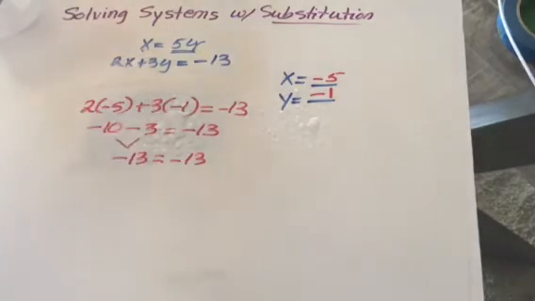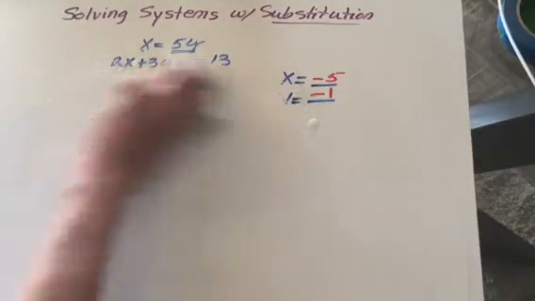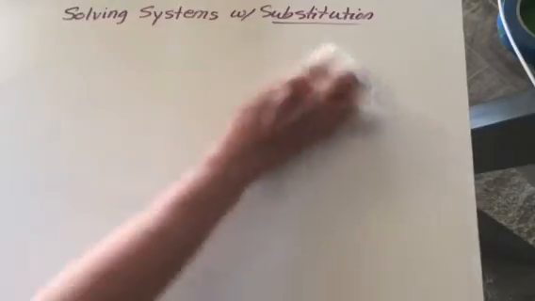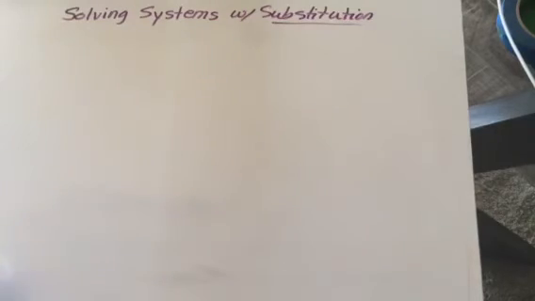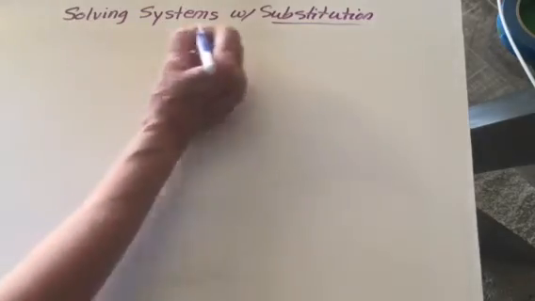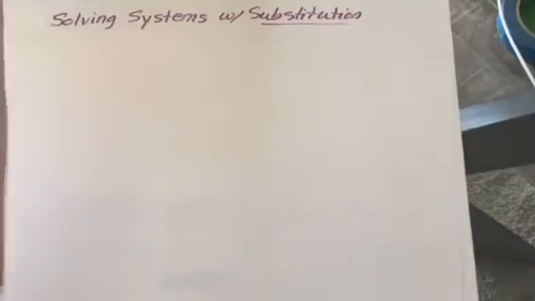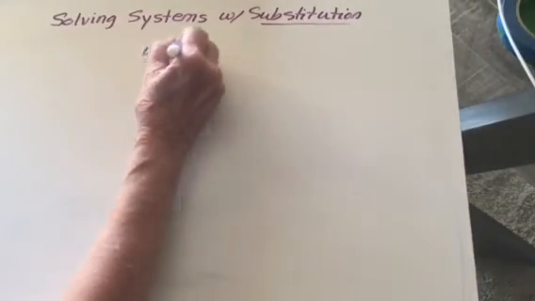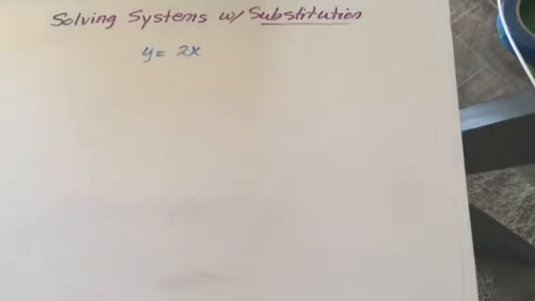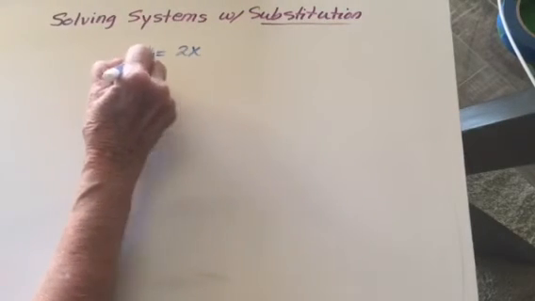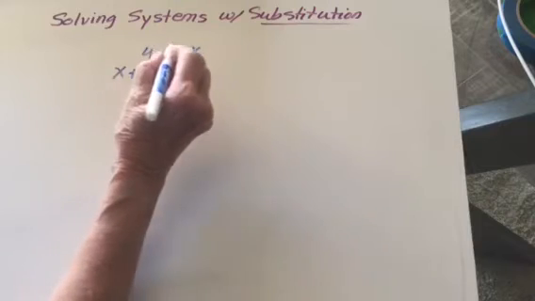All right, let me do another one for you real quick. Take notes on this, guys. Write this down in your notes. Let's say that y equals 2x. y equals 2x. And x plus y equals 7.